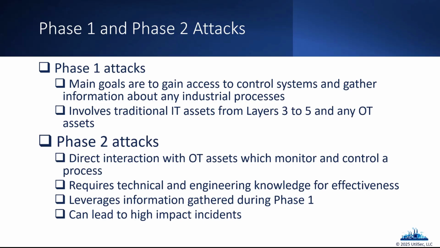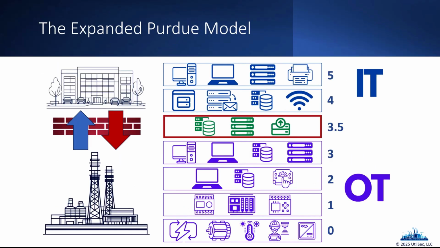But with Volt Typhoon, right, they have this large group that focuses on phase 1 attacks. They're really good at Windows-based attacks, gaining access, right, getting that initial foothold, moving from Windows machine to Windows machine. So again, going back to the Purdue model, they can move 5, 4, 3.5, 3, even down to level 2 or layer 2. But then, what do you do when you get to a control system?